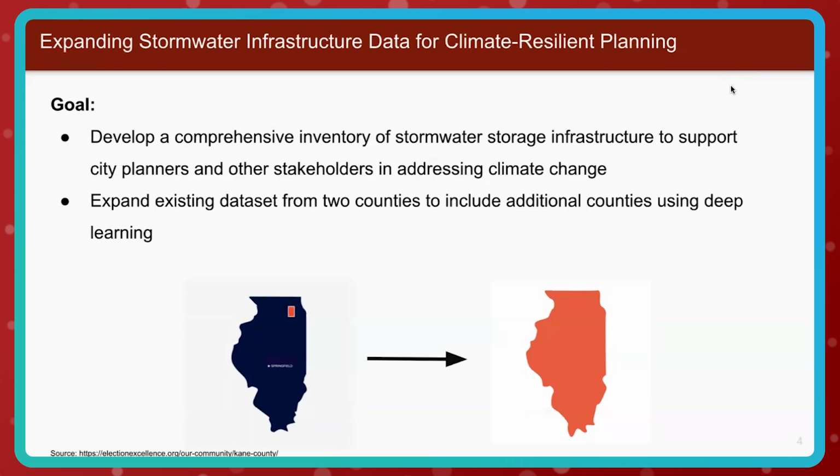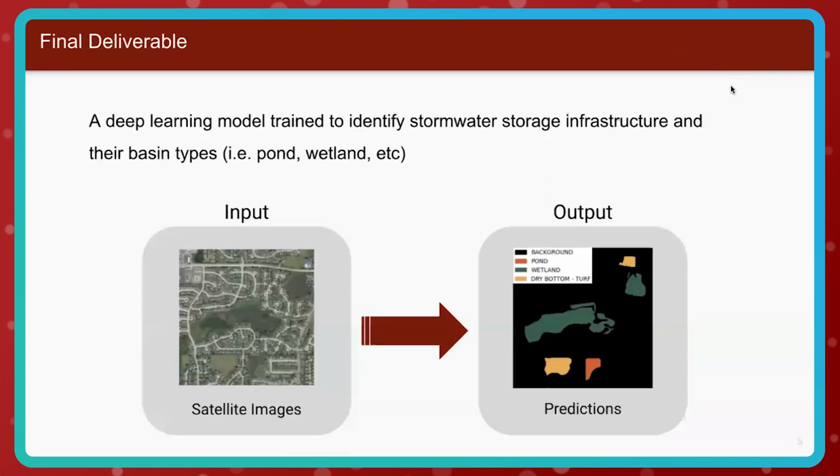As illustrated by the map of Illinois in the bottom left, the existing stormwater infrastructure dataset reflects infrastructure in only 2 counties, which are represented in red. This narrow coverage is insufficient for effective planning across Illinois. To address this limitation, we will use deep learning techniques to expand this dataset to include other counties.